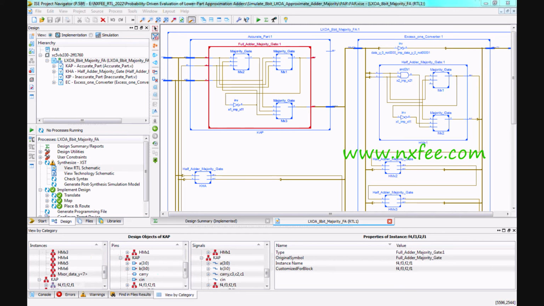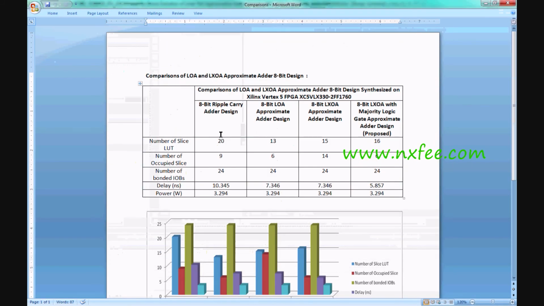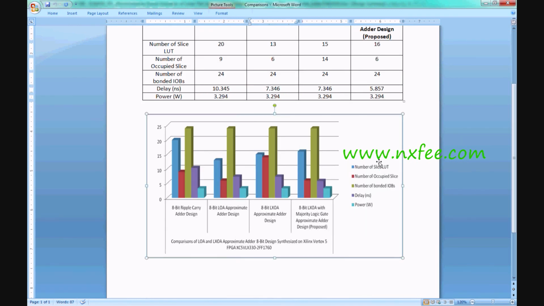Okay, and this comparisons we updated here. Here you can check additionally the 8-bit triple carry adder design, 8-bit LOA approximate adder, 8-bit LXOA approximate adder design, and 8-bit LXOA with the majority gate approximate adder design. Okay, so you can check the comparison of LUTs, occupied slices, delay and power. Okay, and this is a comparison analysis chart.